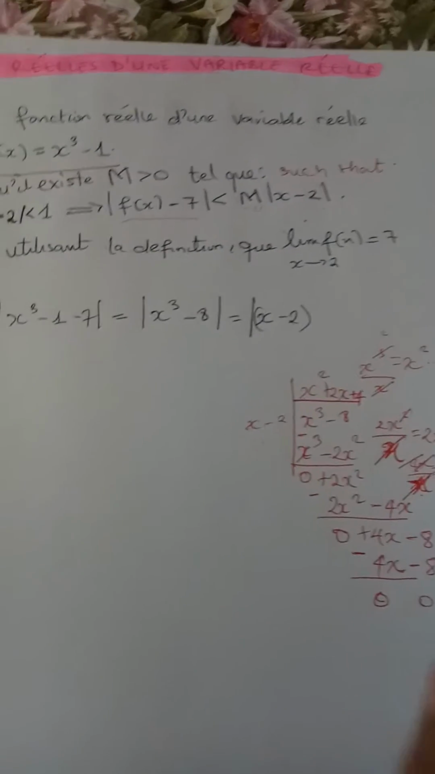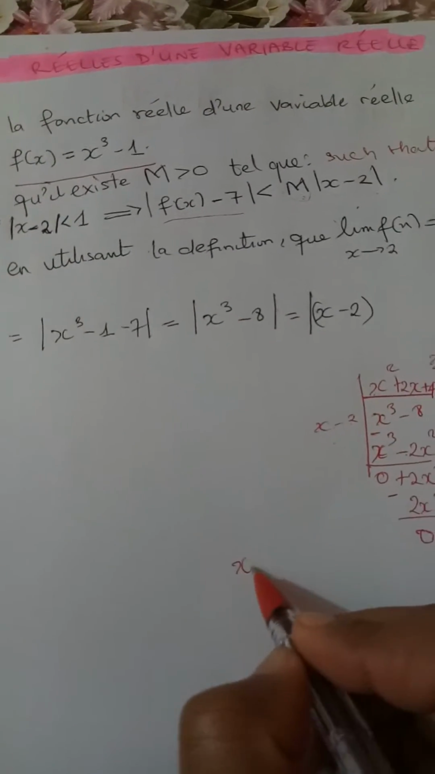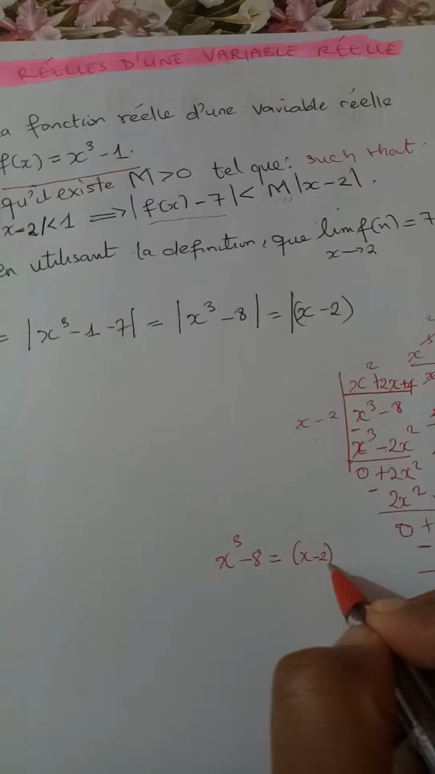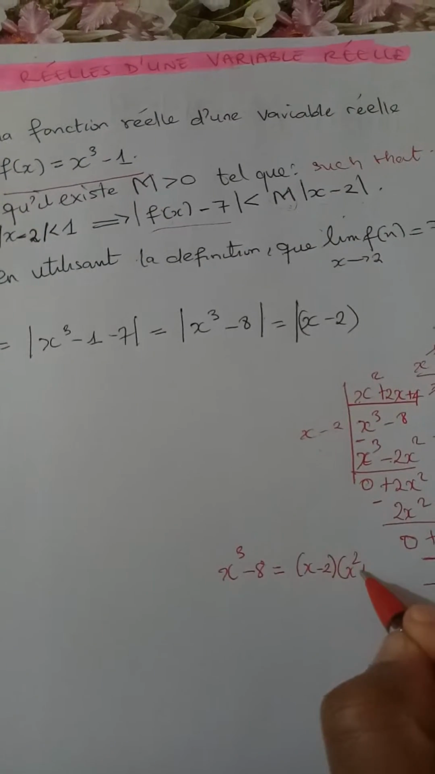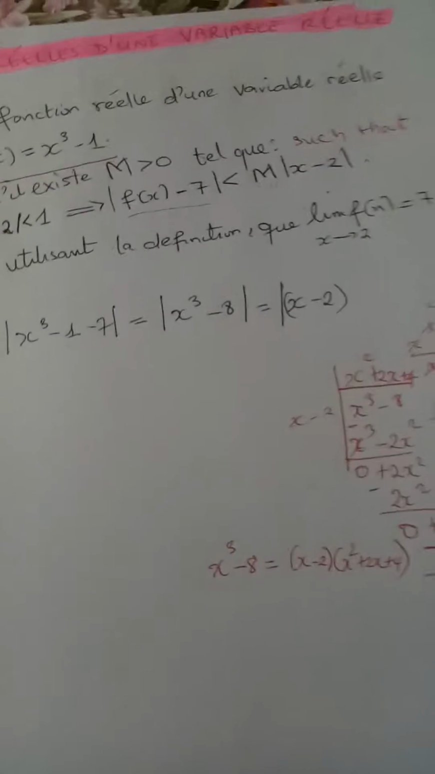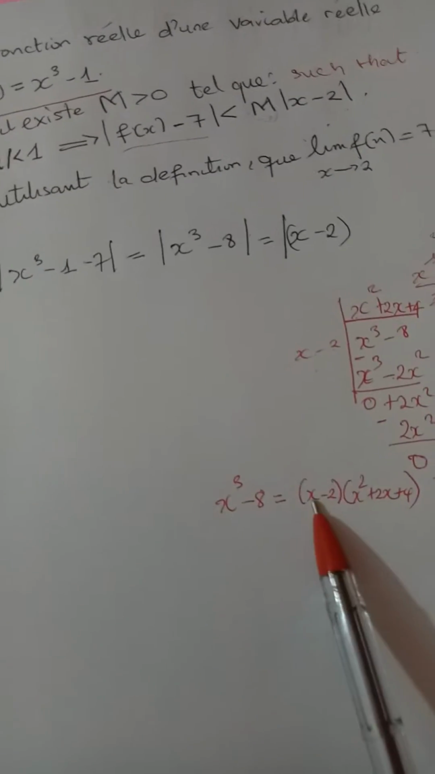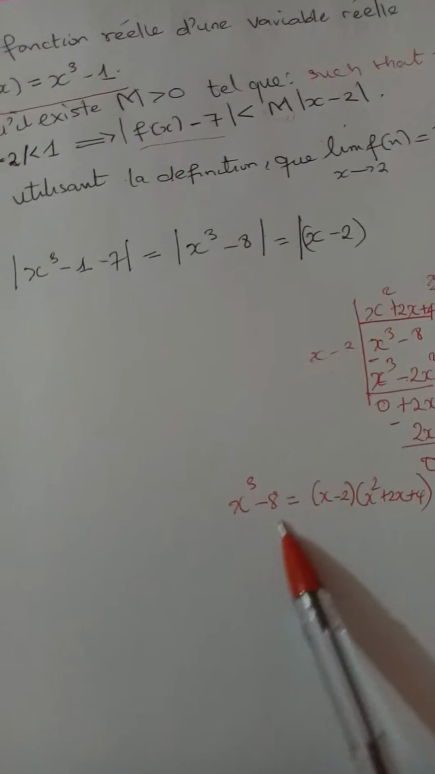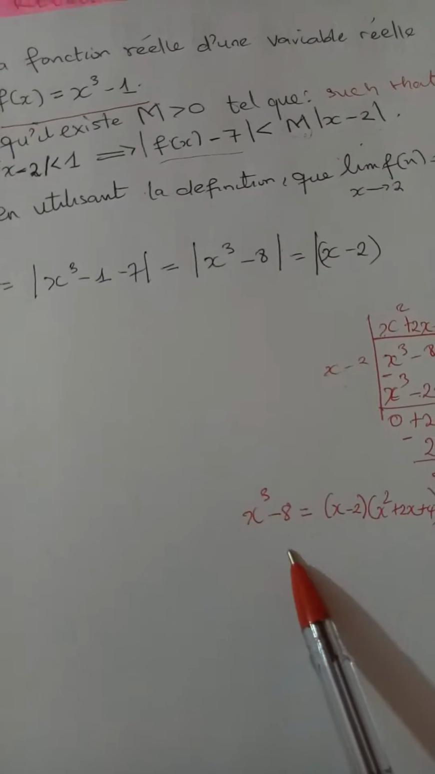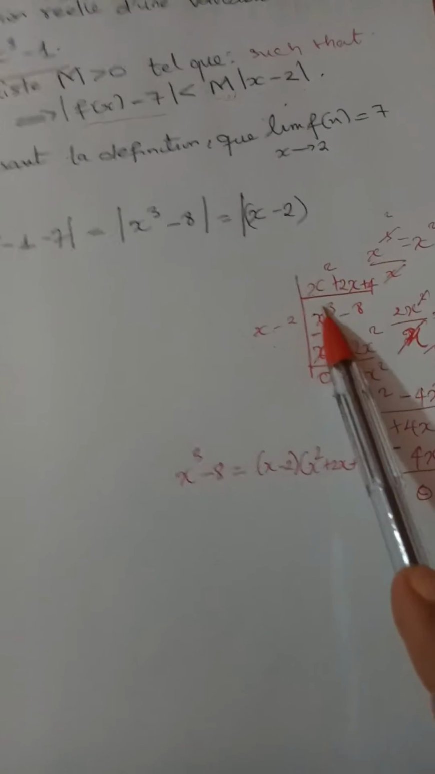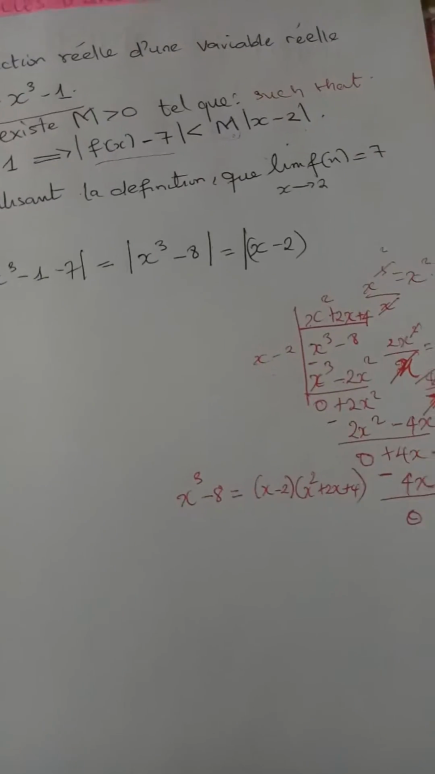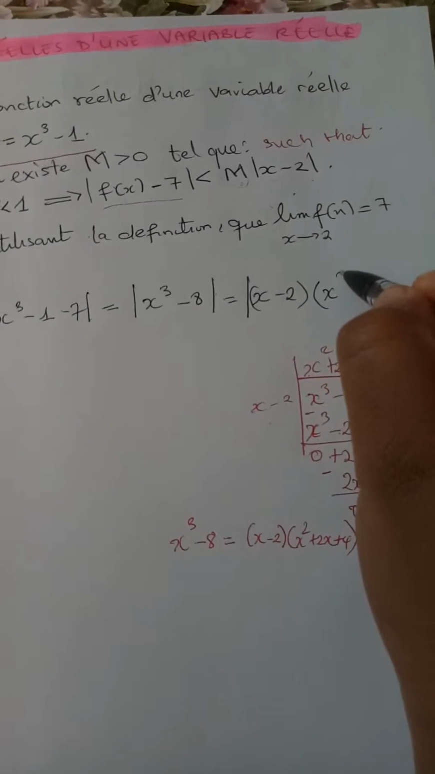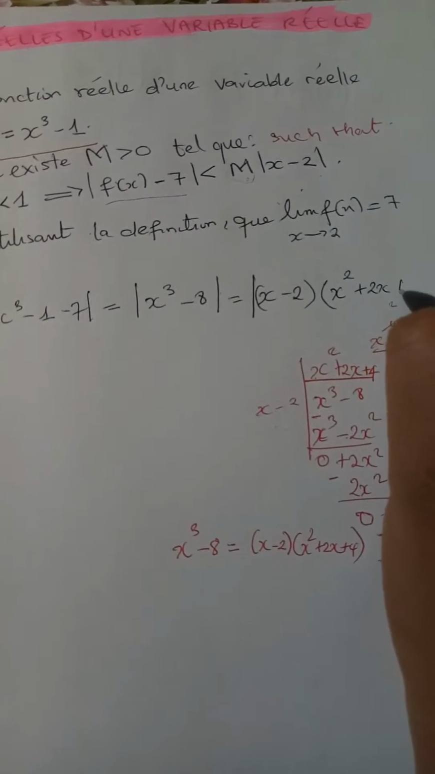So what do we have? We're having at the end that x raised to the power of 3 minus 8 is equal to x minus 2 times x raised to the power of 2 plus 2x plus 4. When you solve this, you'll get x raised to the power of 3 minus 8. We're going to replace what we've gotten here. So we'll have here x raised to the power of 2 plus 2x plus 4.